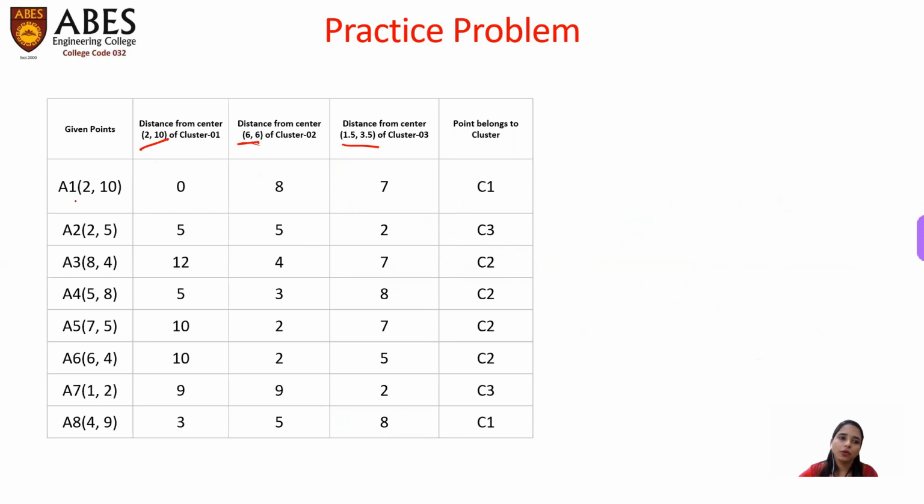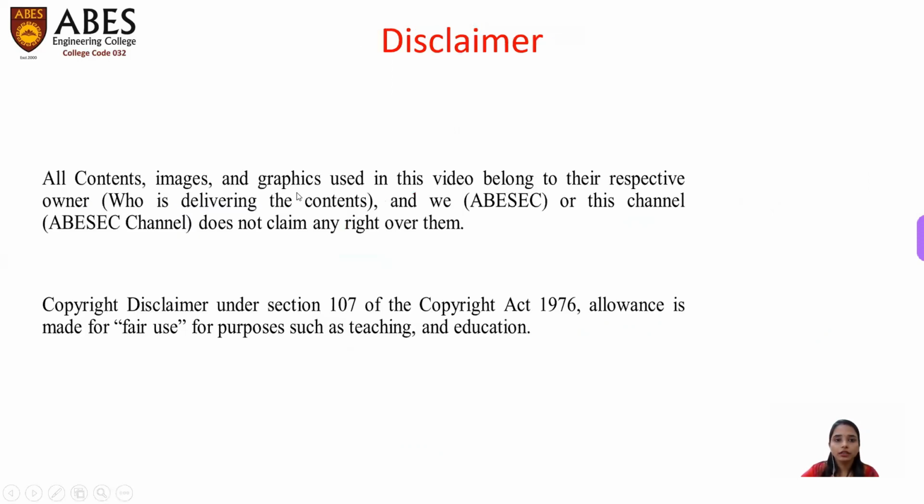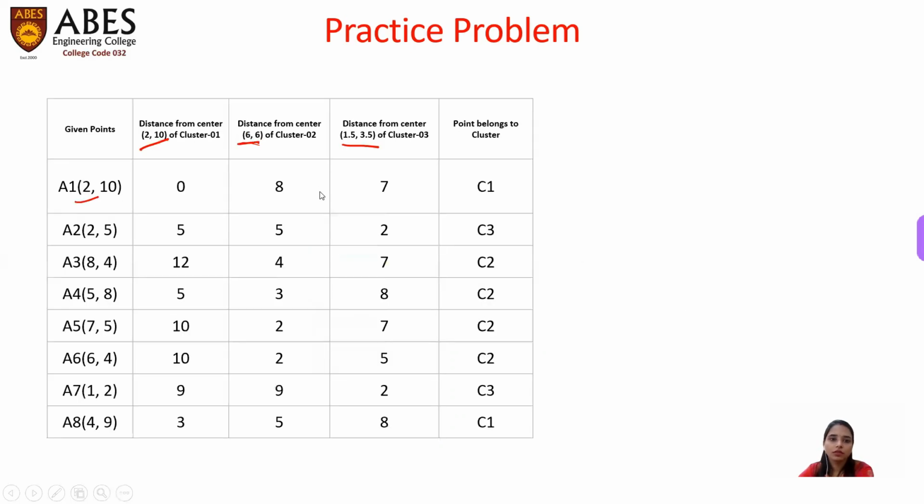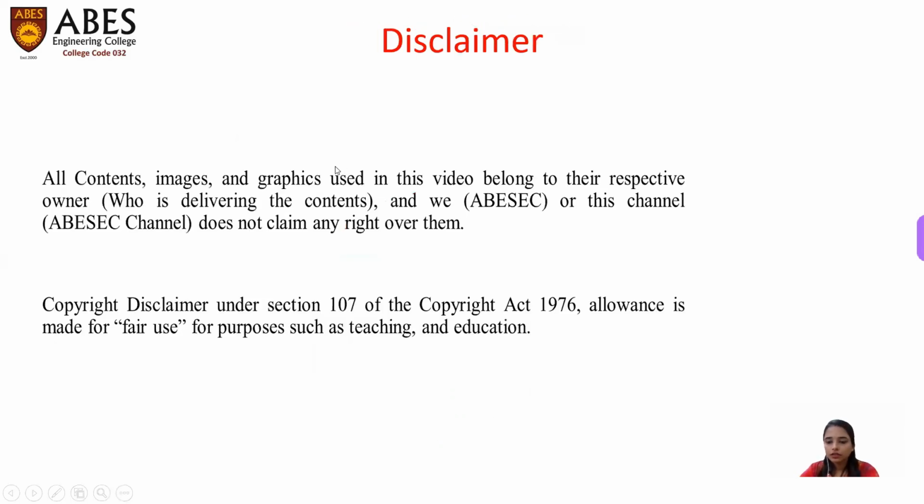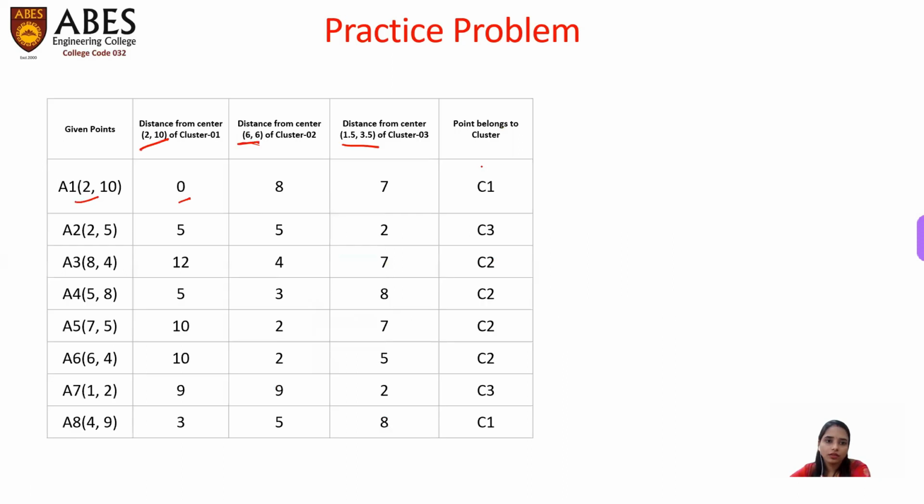So data point A1 has the distance from cluster 1 is 0, from cluster 2 is 8, and from cluster 3, 7. So the lesser distance is 0. So the data point A1 again goes to the cluster C1.